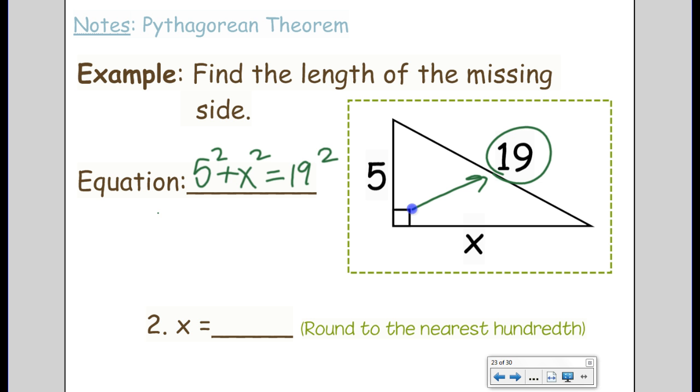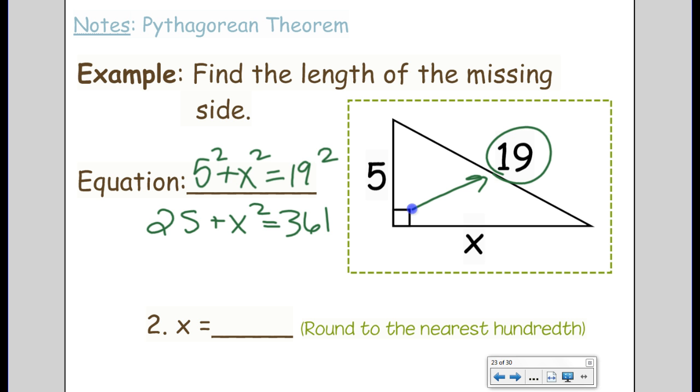What's 5 squared? The answer is 25. And what's 19 squared? 361. Thank you, sir. Now, wait a minute. I need to get x all by itself. The way to get x all by itself is to do the opposite of what's being done to it.